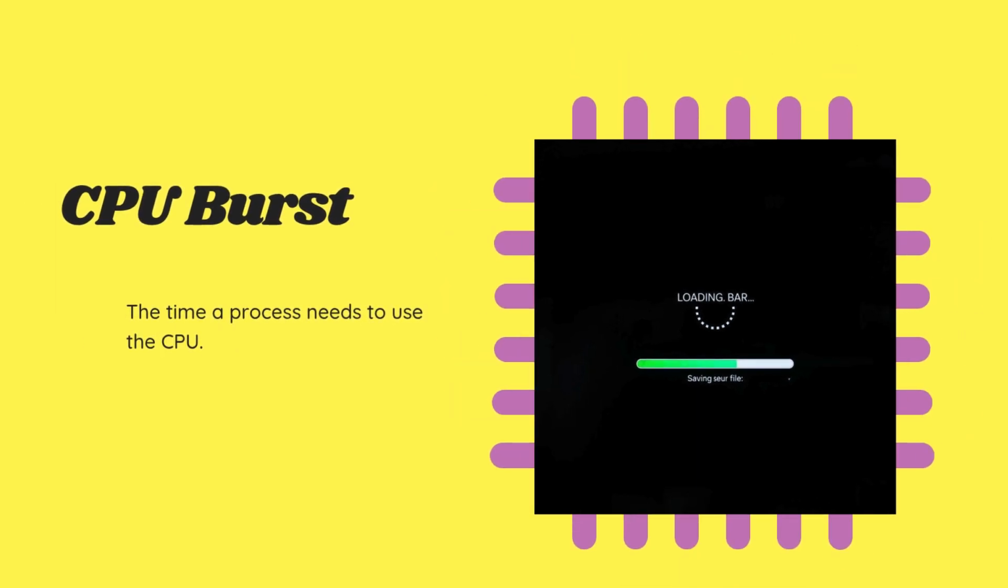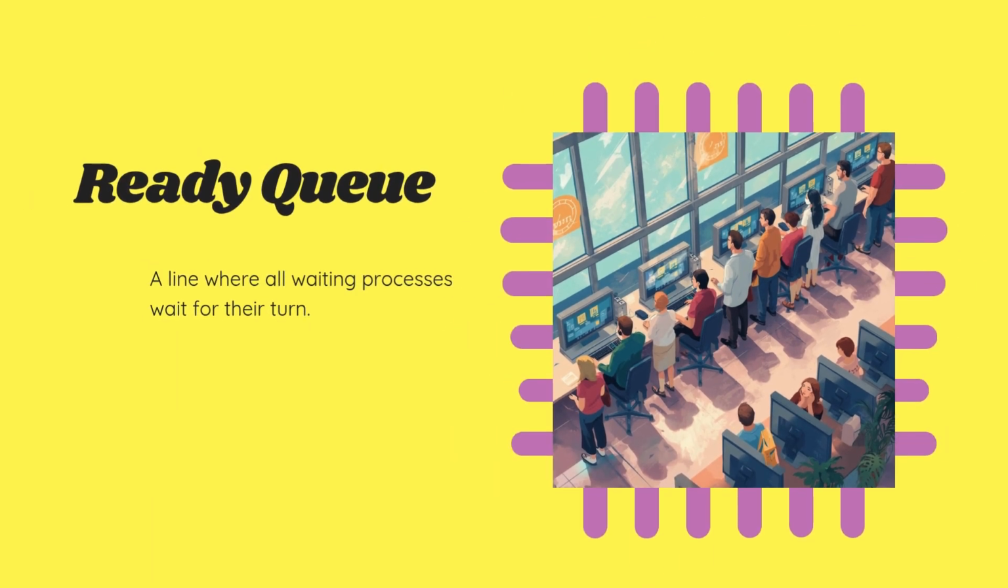Let's proceed to the CPU burst. CPU burst is the time a process needs to use the CPU. For example, when your computer is loading a video or saving a file. The third one is ready queue. A ready queue is a line where all waiting processes wait for their turn. For example, it is like people waiting their turn to use a computer.